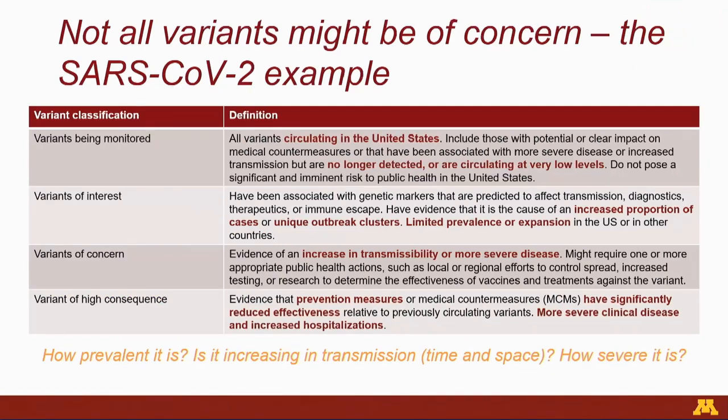And as I mentioned, we do expect to have constant emergence of PRRS viruses or variants over time, right? And similar to COVID, not all of the variants that emerge are going to be of interest or concern, right? For COVID, we have classifications like variants being monitored, variants of interest, variants of concern, and variants of high consequence. And the way they are classified is, of course, through machine learning using sequence data, but also through clinical epidemiological information as well. So how prevalent is a given variant? Is it increasing in transmission in both time and space? And how severe is it?